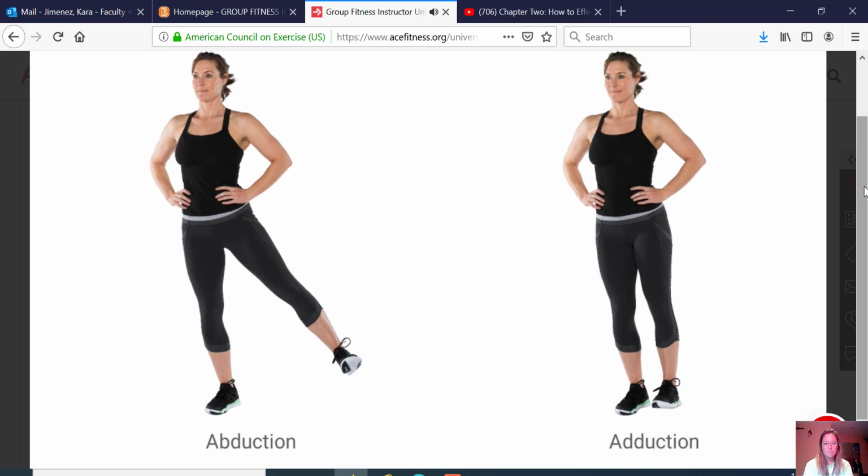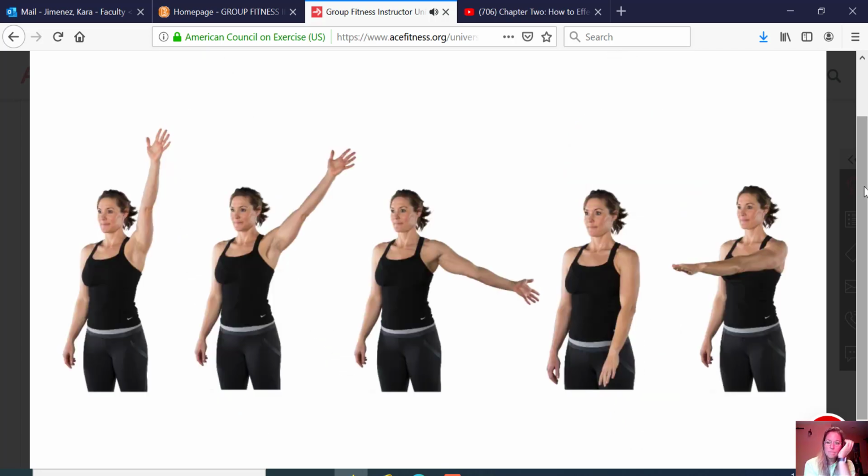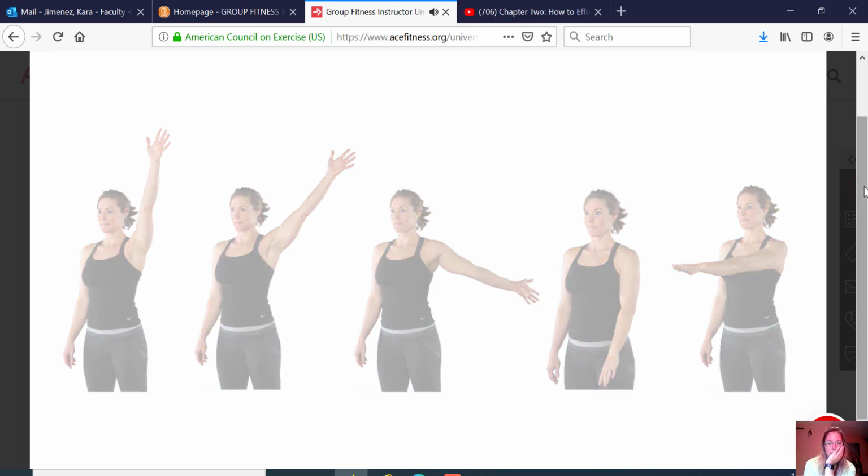Abduction is movement away from the midline, such as lifting your leg out to the side. Adduction would be the leg coming back towards the midline. When all four of these movements are done together, it is known as circumduction. The shoulder is a great example of this. Think about performing an arm circle and how it incorporates all four of these movements.